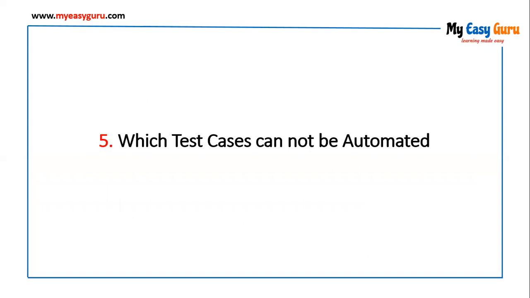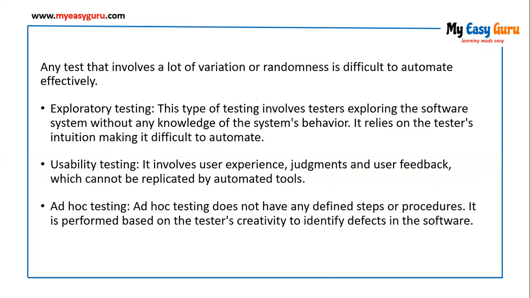Which test cases cannot be automated? So as we discussed in the last question, we understood which test cases can be automated. So in this question, let's understand which tests are not possible to automate because of some randomness or variation. Any test that involves a lot of variation or randomness is difficult to automate effectively. For example, exploratory testing, usability testing, and ad hoc testing. As we know, exploratory testing is not possible in automation.